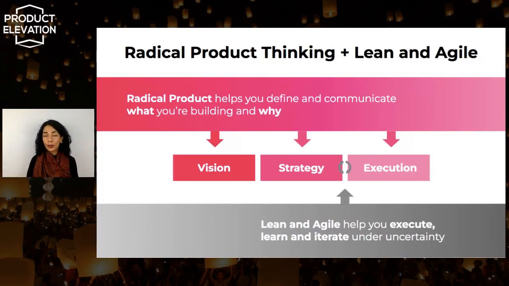And so how do you apply these ideas? Well, if you're using lean and agile today, that's great. If you're using waterfall, that's fine too. But whatever you're doing for execution and feedback-driven execution, it's important to add vision and strategy to it. And that's where you can bring in radical product thinking. You can use that together with lean and agile so that you create your vision and strategy, and then you can do feedback-driven execution and test your hypotheses as you execute.